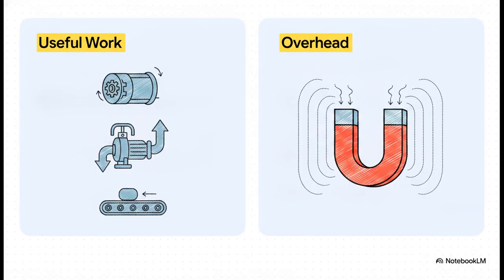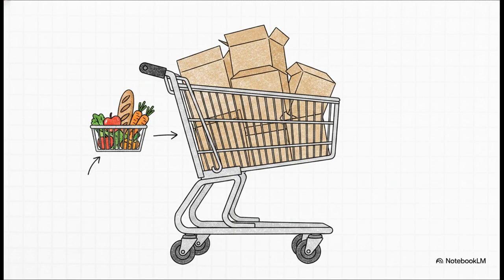So to grasp this full picture, we really need to separate power into its true components. Think of it as useful work versus overhead. Active power is the actual useful work being consumed. It's the energy that turns the motor shaft, pumps the water, or moves the conveyor belt. Reactive power, on the other hand, that's your overhead. It is completely necessary to support the magnetic fields and inductive loads like motors and transformers, but it does absolutely zero useful work itself. To ground this abstract electrical theory, think of a simple trip to the supermarket.